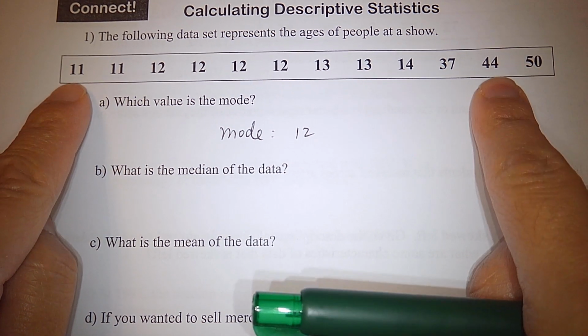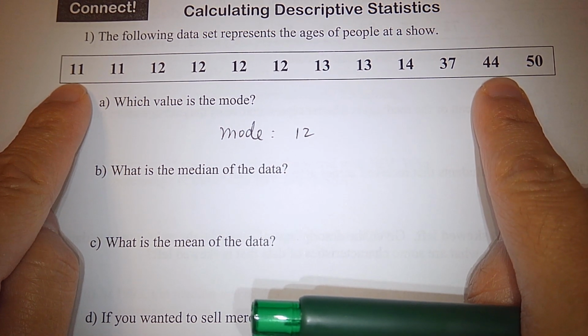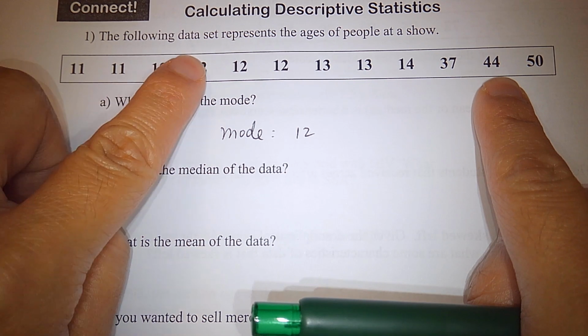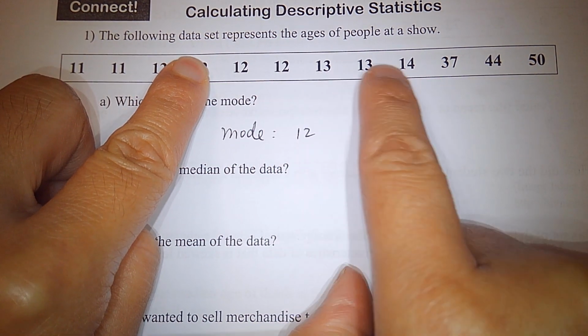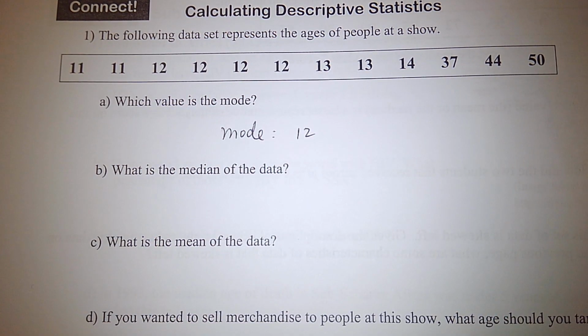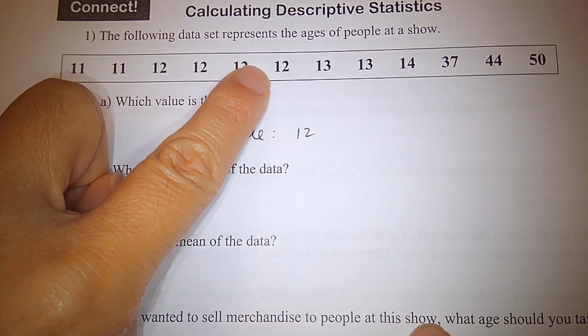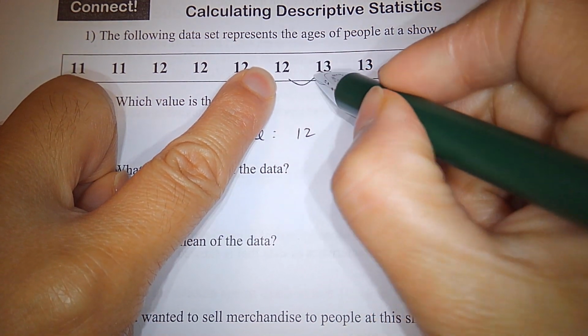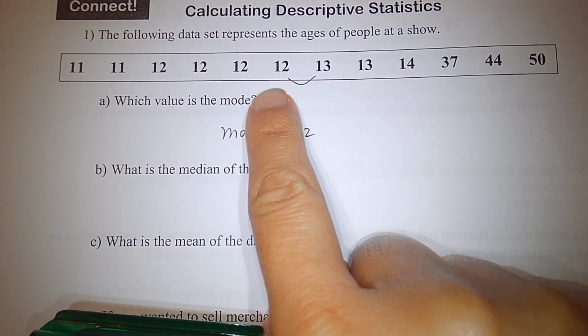How many data values do we have in this list? Have you counted? 1, 2, 3, 4, 5, 6, 7, 8, 9, 10, 11, 12. 12 is an even number, right? So do we have an exact middle position? We don't. But we do have two values that are in the middle, right? So what are they? 1, 2, 3, 4, 5, 6. Yes, these two are kind of in the middle, right?